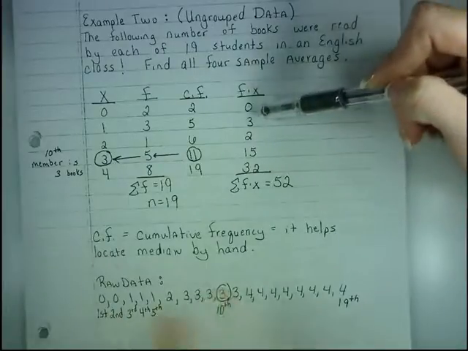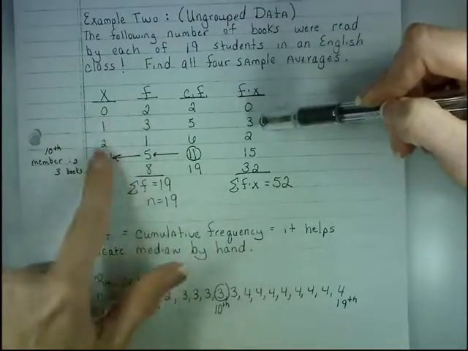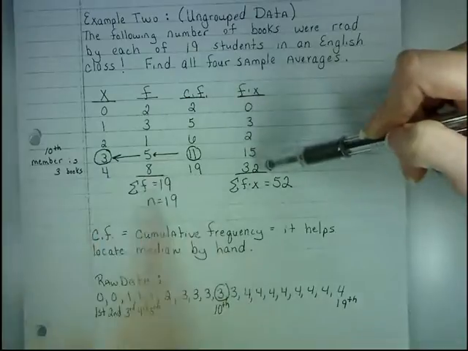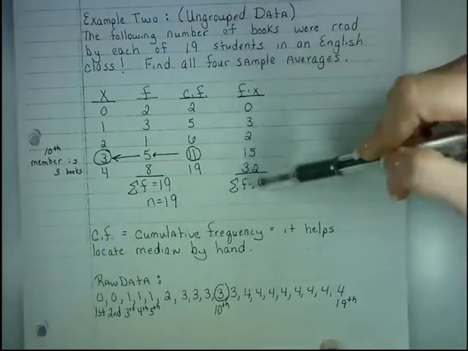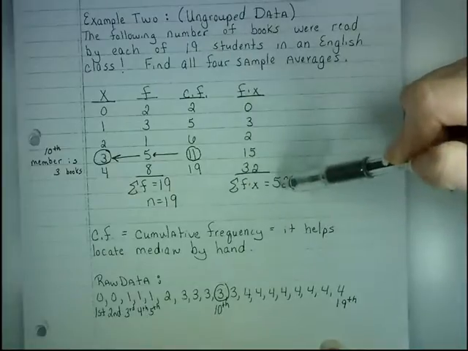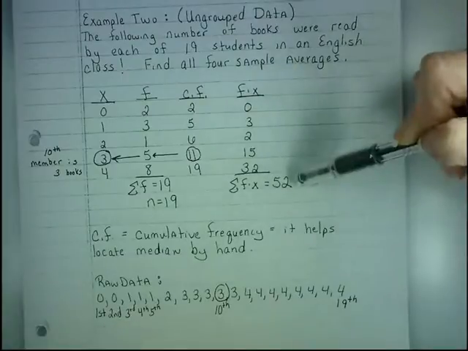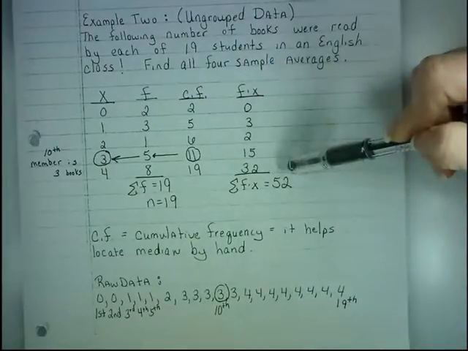And so it is simply 0 times 2 is 0, 1 times 3 is 3, 2 times 1 is 2, 3 times 5 is 15, 4 times 8 is 32. When you add up this column, you have the summation of frequency times X column, which is 52. If you took the time to add up all the raw data for this problem, you would receive 52. So this summation is important for the mean.